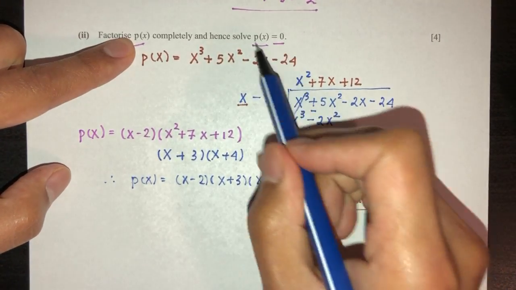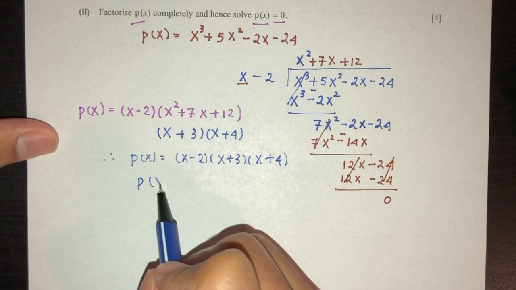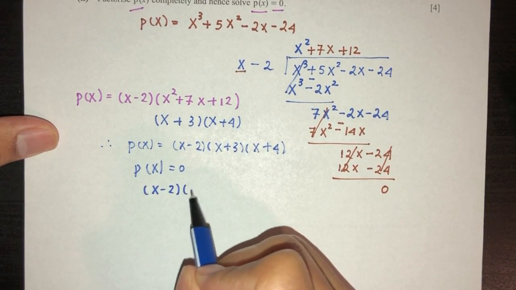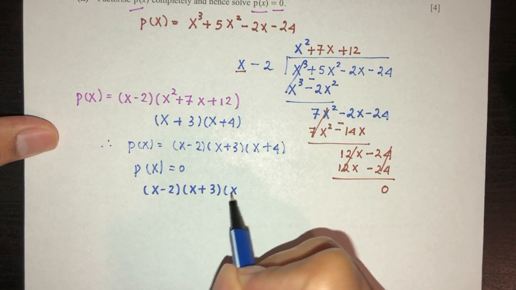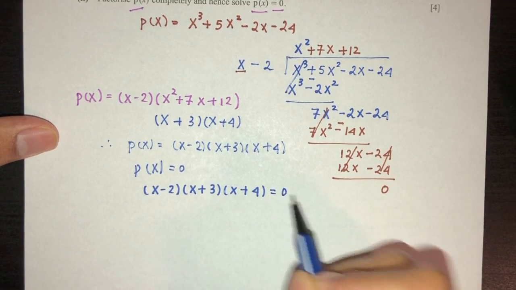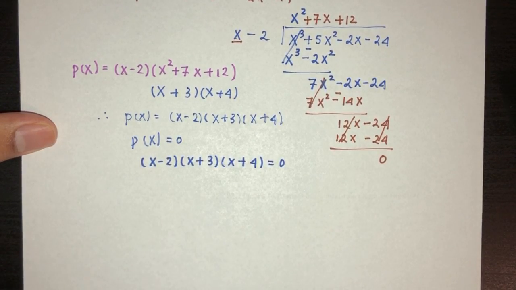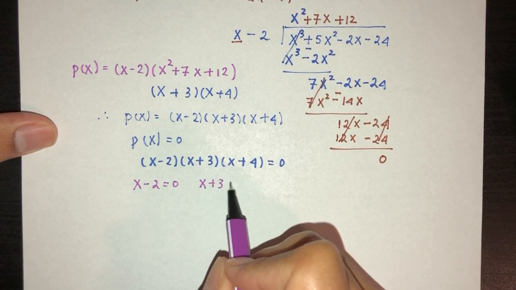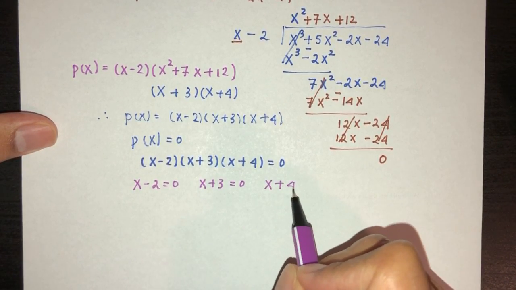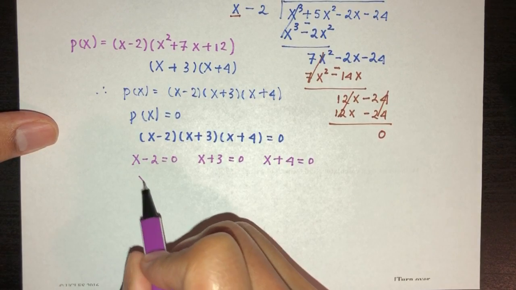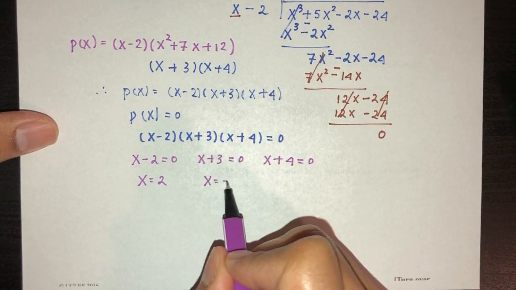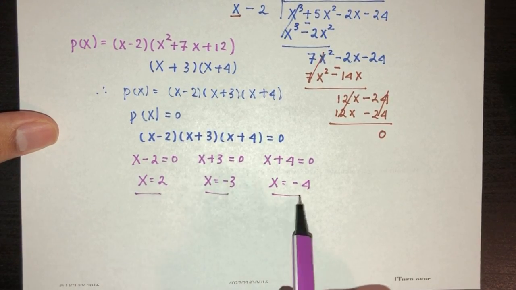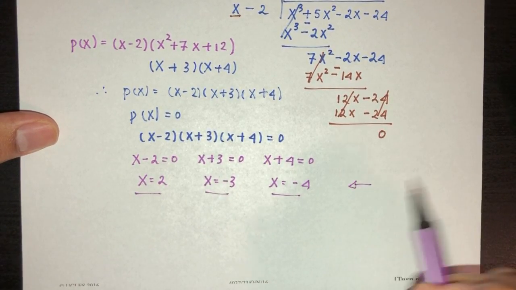Now we have to solve p of x equal to 0. So we have x minus 2, x plus 3, and x plus 4 equal to 0. Let's find the value of x one by one. x minus 2 is 0, x plus 3 is 0, x plus 4 is 0. So x is equal to 2, x is equal to minus 3, x is equal to minus 4. So these are the values of x to solve this equation. And that is your answer for part 2.